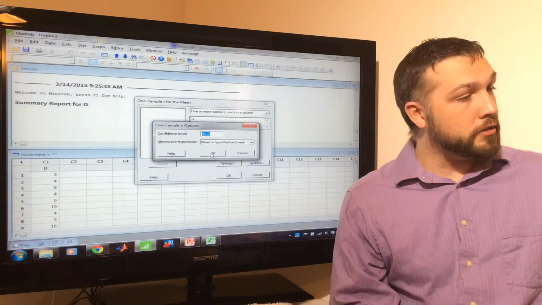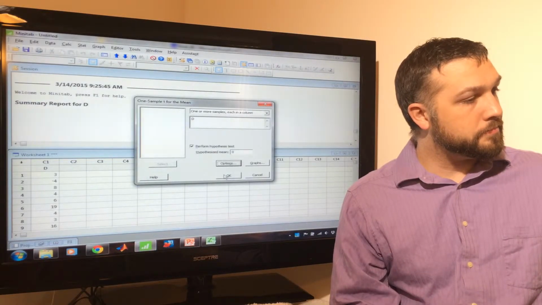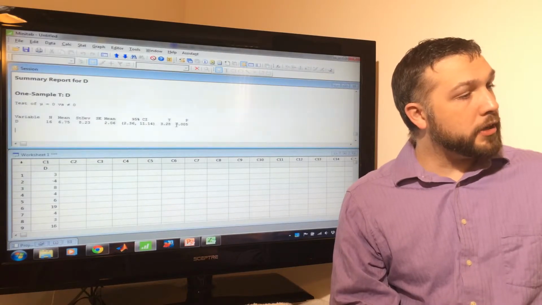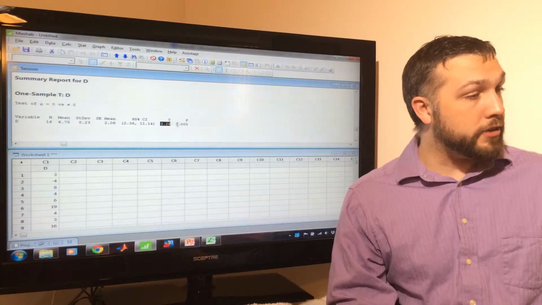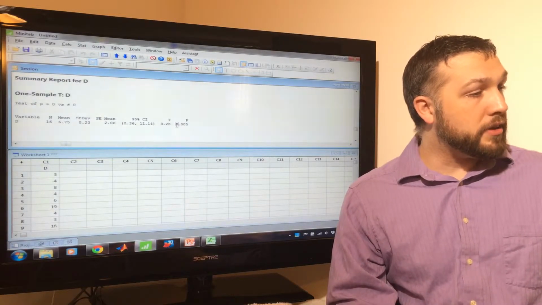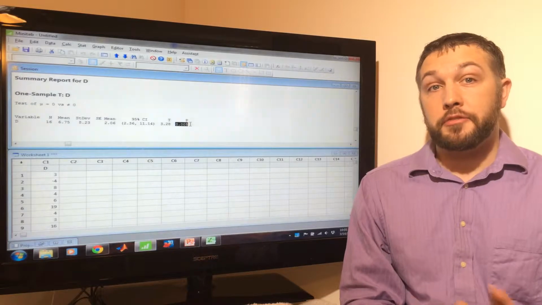This all looks fine. Okay, and I click the button. They give us the t statistic. That would match up nicely if we were calculating everything by hand from the data. And we get the p-value. Again, this p-value is very small.